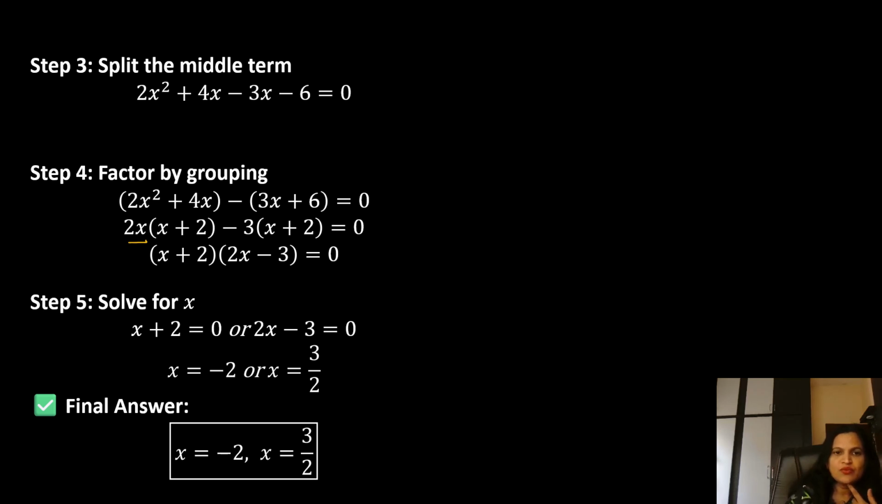Then take common factor minus 3 outside. x plus 2 inside, 3x, 3 2s are 6, that's why 2 inside, bracket close, equal to 0. Again take the common factor x plus 2 outside. Inside remains 2x minus 3 equal to 0. Solve for x. x plus 2 equal to 0, 2x minus 3 equal to 0.